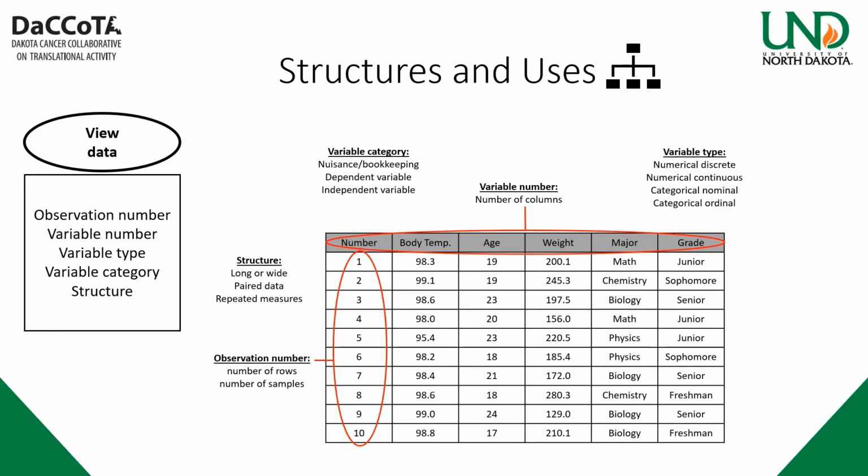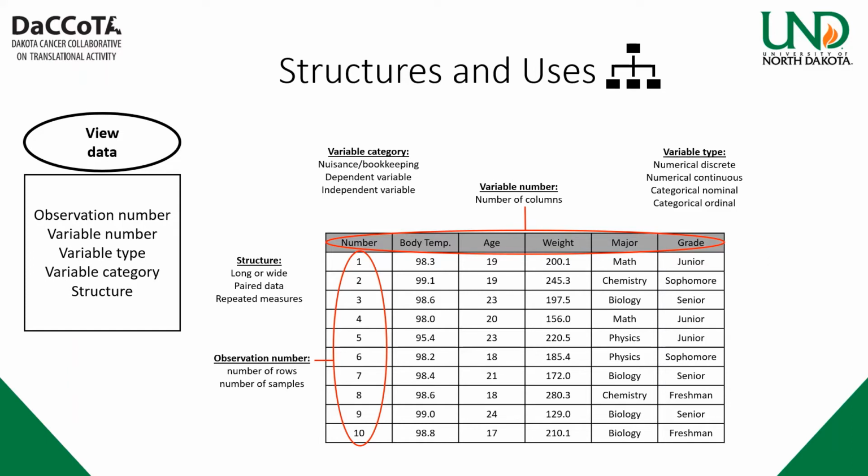Now let's go a little more into the structure and uses of each part. We can view data. Here I just have a mock data set. We can look at observation number, which is really the number of rows. That gives us something like the number of samples. Here we have 10 students. We can get the variable number by looking at the number of columns, 6 in this case. In our variables, we can look at their big categories. The first one would be like nuisance or bookkeeping. You're not going to use this in the analysis. So number is an example of that. It really tells us we have 10 students.